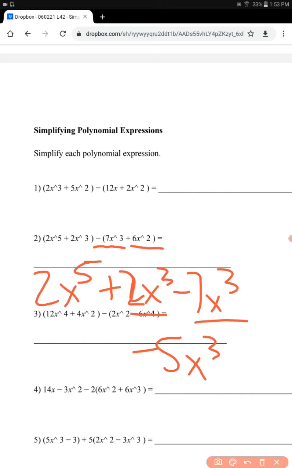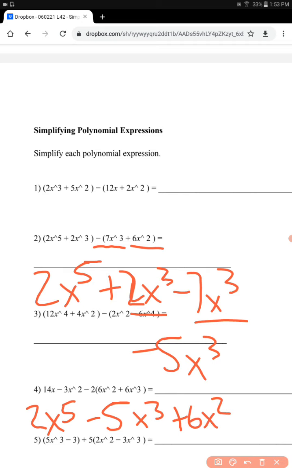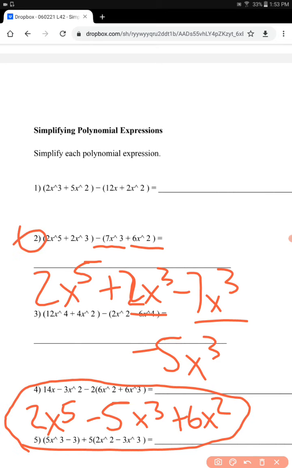And then we have 6x to the power of 2. So, 2x to the power of 5 minus 5x to the power of 3 plus 6x to the power of 2 is your final answer for number 2.